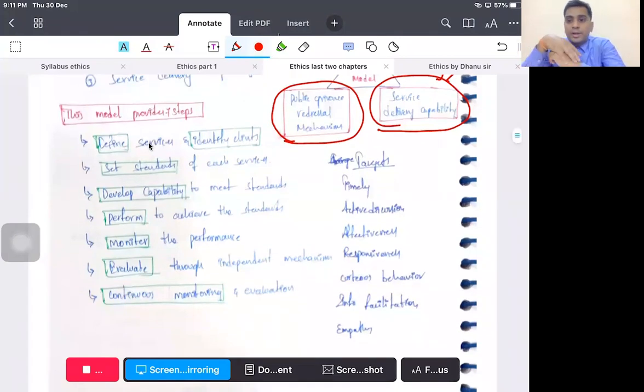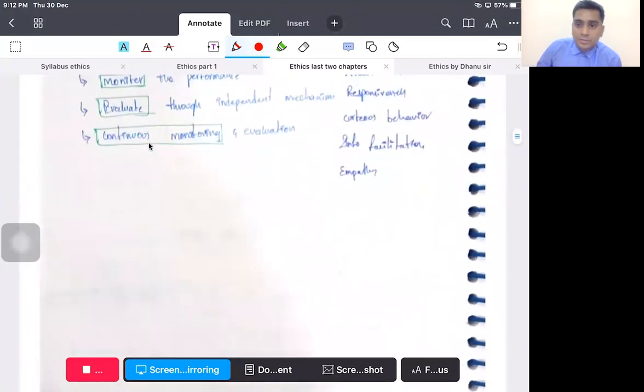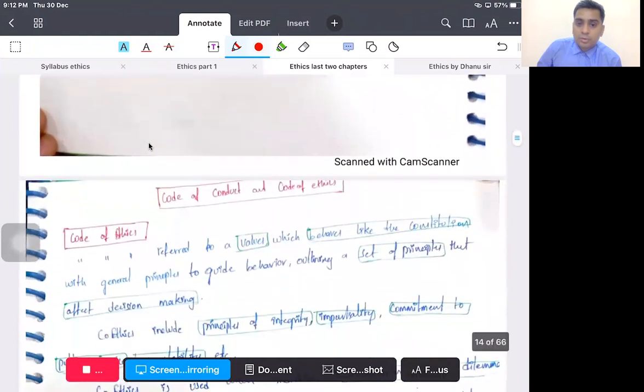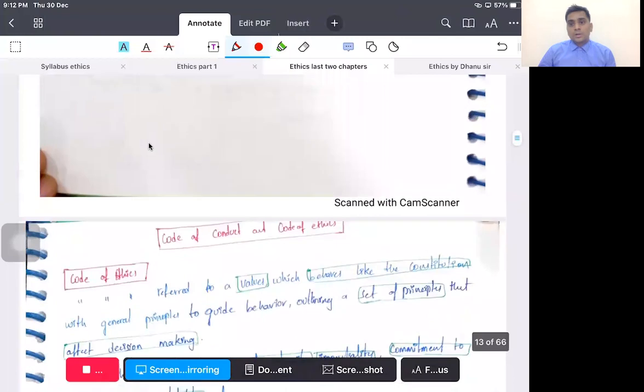Very easy to remember again. First, define what is the service and who are the clients. Set the standards for each service. The third one is, once you set the standards, enhance the capacity. Once you enhance the capacity, perform. Once you are performing, monitor that performance, then evaluate, and evaluation should be on a continuous basis. Then governance is going to be SEVOTTAM, right? The rest of the things, code of ethics, code of conduct, we have already discussed.